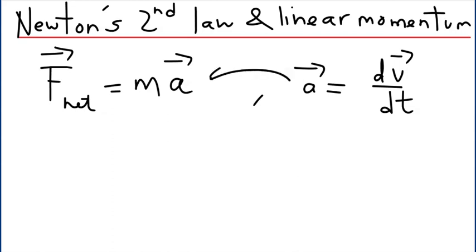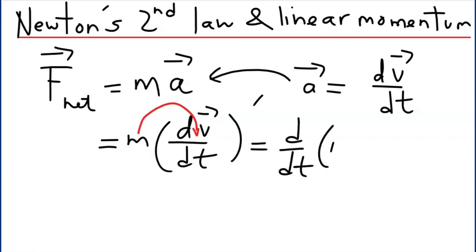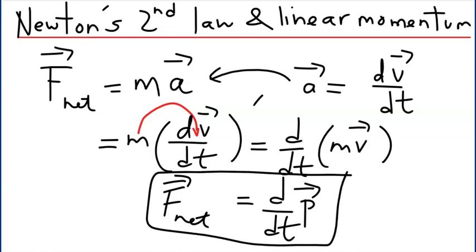So if you put this information in here, you will get m times dv/dt. Now m is a scalar, so you can absorb that under the derivative sign, and that will simply give you d/dt of mv, which is d/dt of mv, just linear momentum, and that's exactly what you get. So the net force acting on a particle equals the rate of change of linear momentum of that particle. So that is another way of looking at Newton's second law of motion in terms of linear momentum.